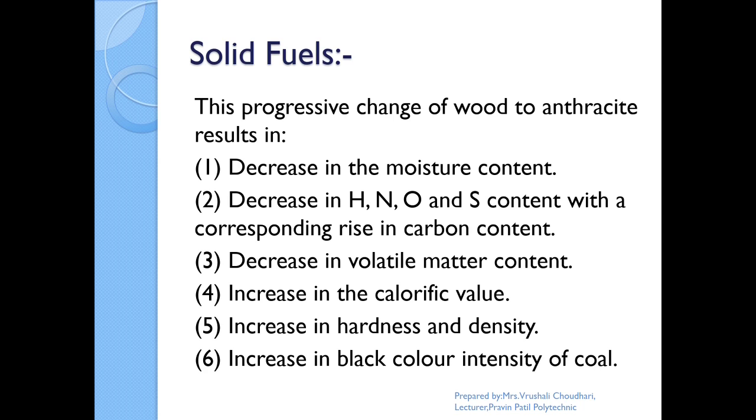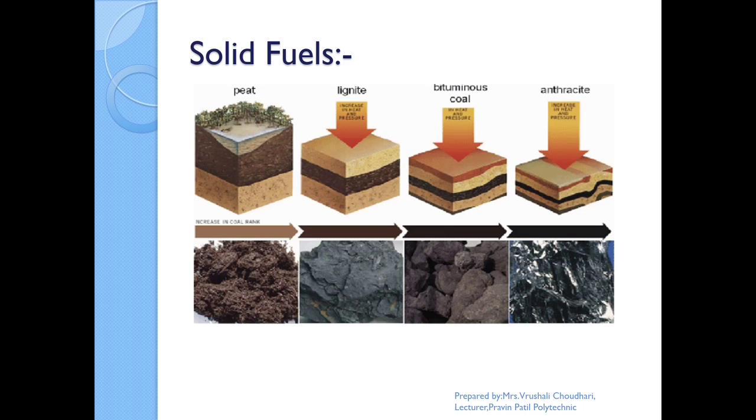When wood progressively changes to anthracite, what will happen? Due to atmospheric pressure and temperature, the moisture content decreases. Hydrogen, nitrogen, oxygen and sulfur content also decrease while the percentage of carbon increases. Volatile matter decreases. As the percentage of carbon increases, calorific value also increases. Hardness and density increase, and it has a dark black color, intensely carbon.